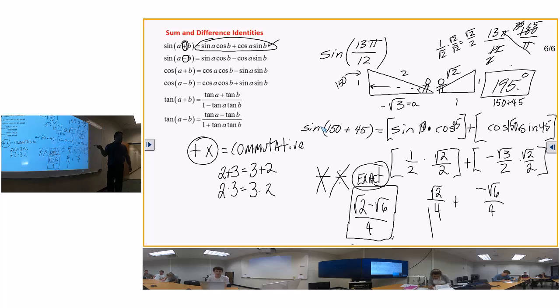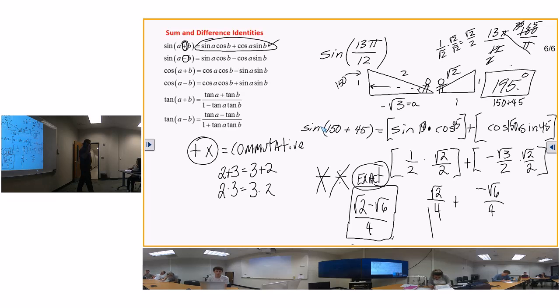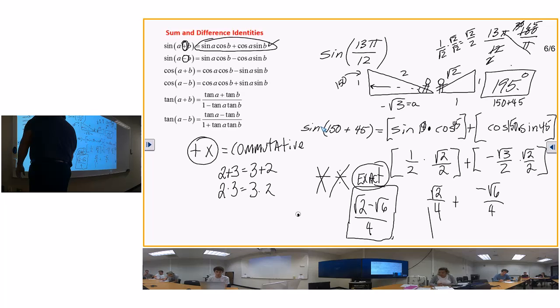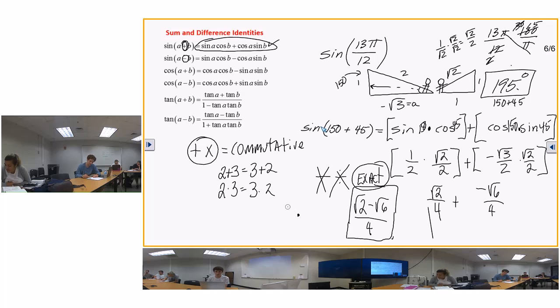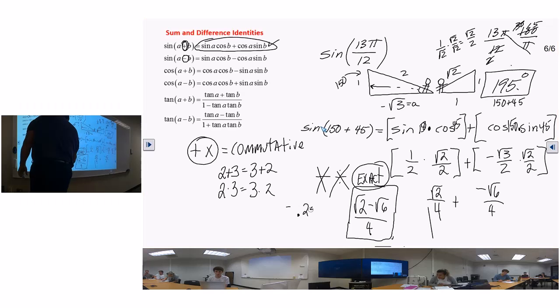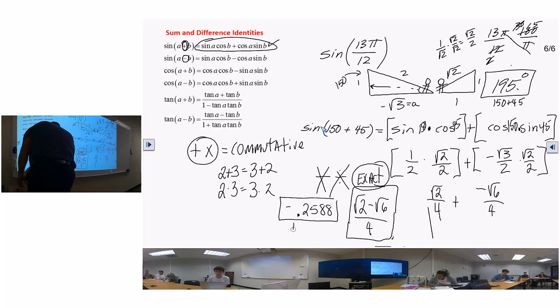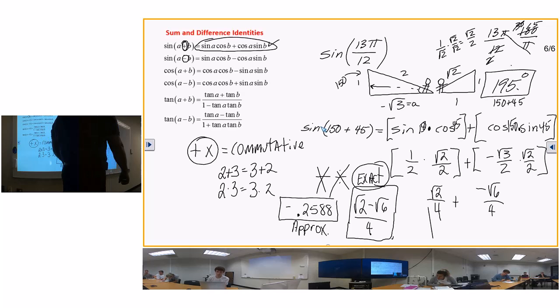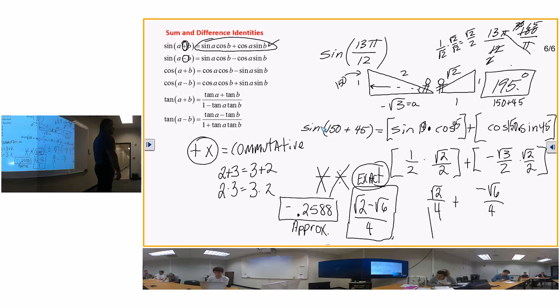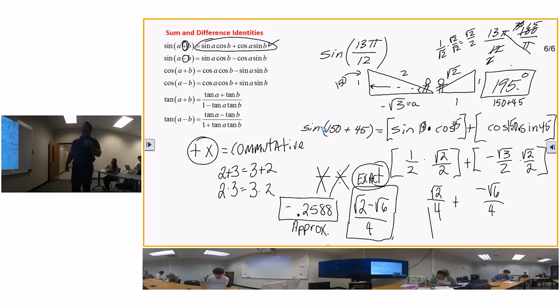Somebody take that and punch it through the calculator and give me 4 digits. Square root of 2 minus square root of 6 over 4. Somebody give me 4 digits. Negative 0.2588. Yeah, pretty sure. What is that called? That's not the exact. That's the what? Approximate. Calculator is approximate. Exact is radical. So it all depends on what the directions ask you.